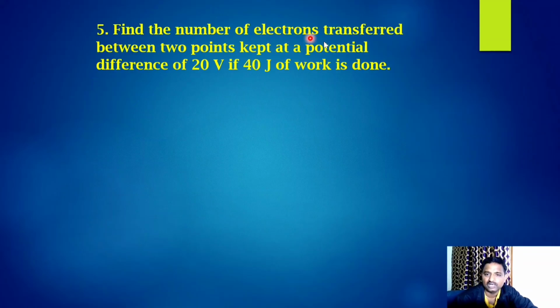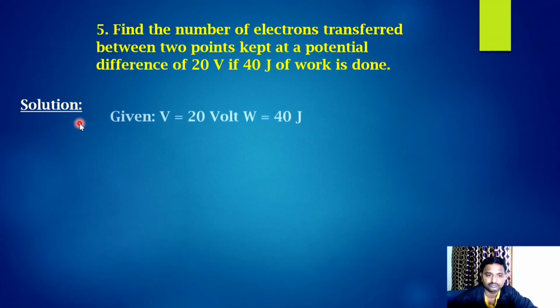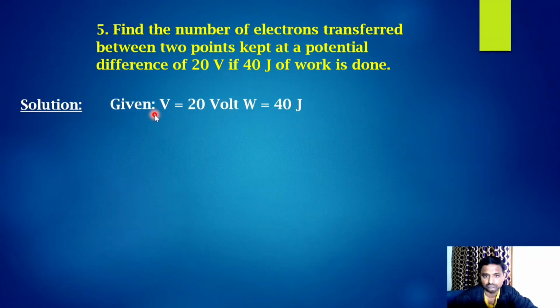Find the number of electrons transferred between 2 points kept at a potential difference of 20 volt if 40 joule of work is done. Solution. Given potential difference V is equal to 20 volt, work done is equal to 40 joule.